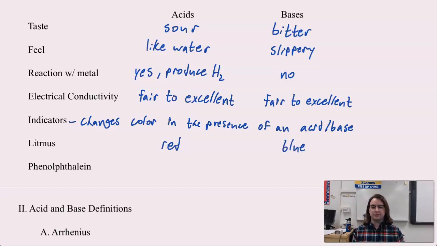We have an indicator that we use constantly in chemistry. It's called phenolphthalein. I know that it looks like just a collection of consonants, but it's phenolphthalein. So phenolphthalein is colorless in the presence of an acid, and it is a rosy, beautiful pink color in the presence of base. So those are some properties.